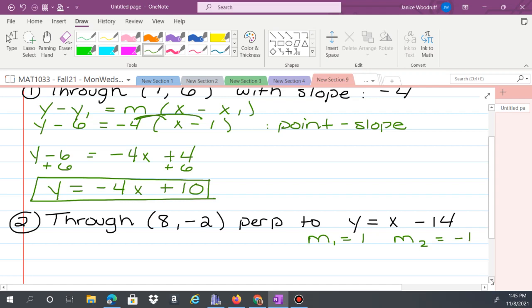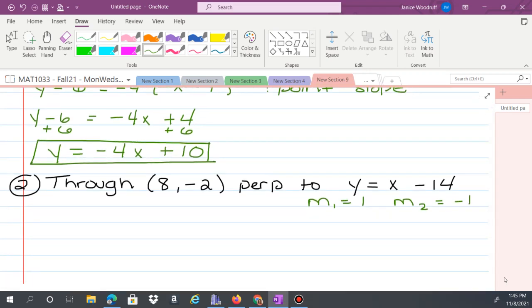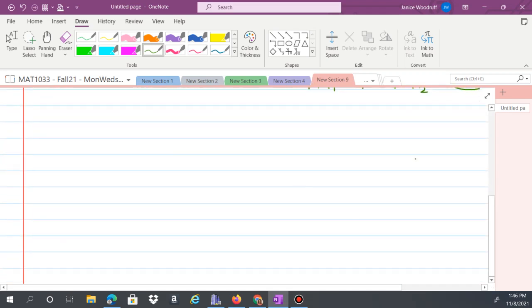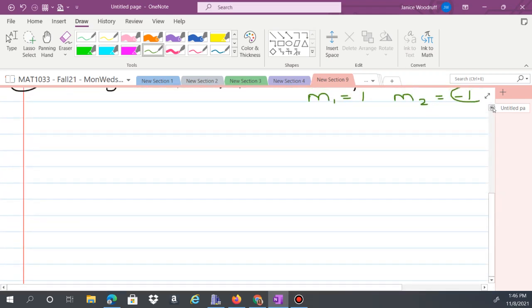-1. Very good. Okay, so 1 is the only one that doesn't really flip. It's -1/1, but you don't need to write it like that. So it's just -1. So we want to use the slope -1 in this case. And then we're going to use the point 8, -2.